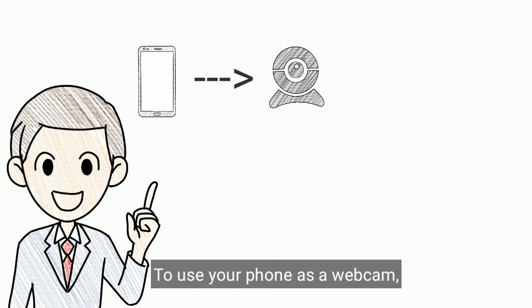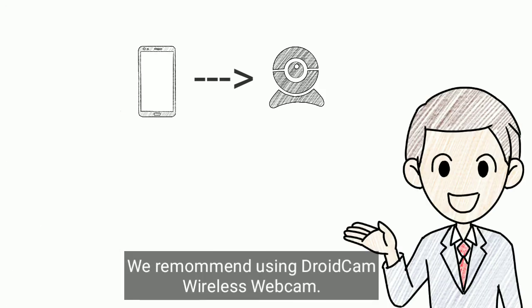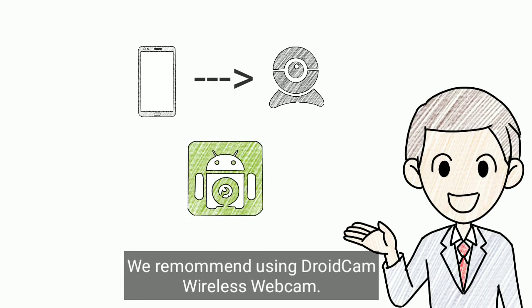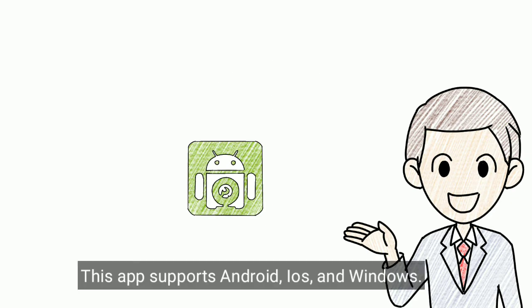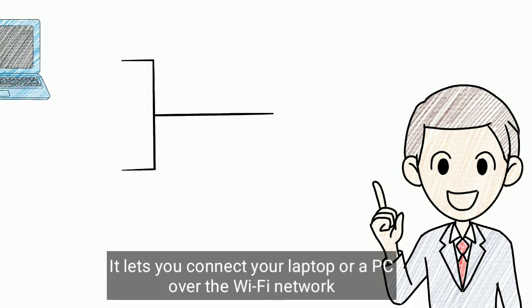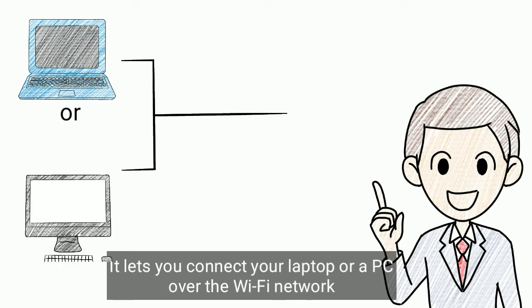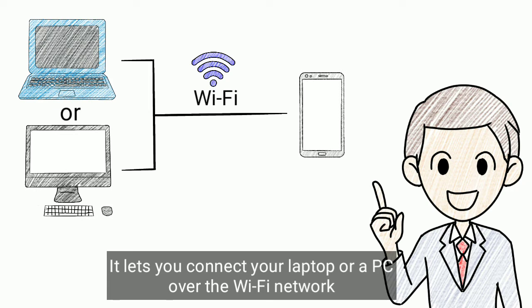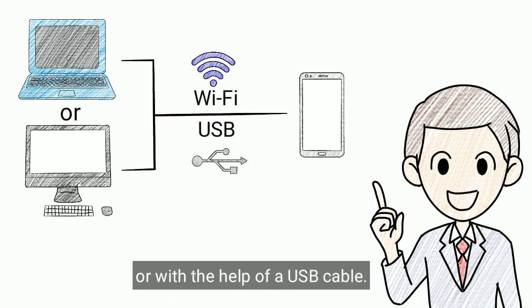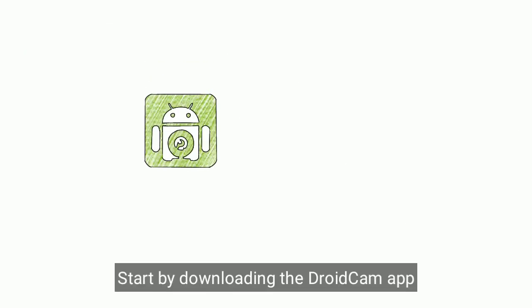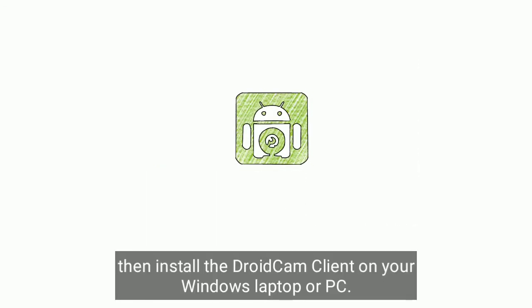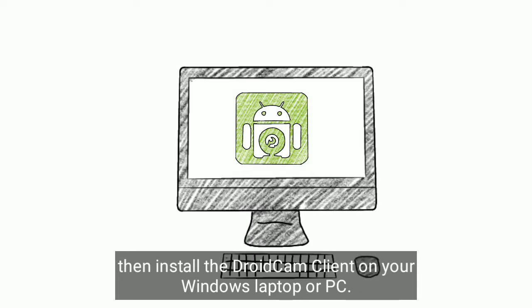To use your phone as a webcam, we recommend using the DroidCam wireless webcam. This app supports Android, iOS, and Windows. It lets you connect your laptop or PC over the Wi-Fi network or with the help of a USB cable. Start by downloading the DroidCam app on your phone from the Play Store. Then install the DroidCam client on your Windows laptop or PC.